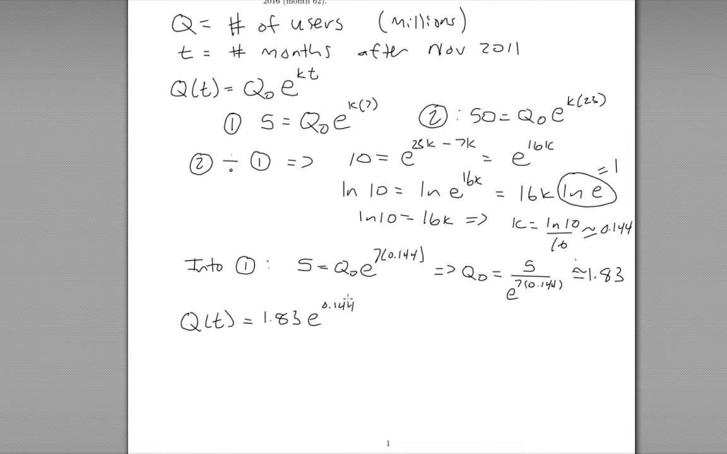0.144 times t. And now I can use this model to figure out the number of Snapchat users at month 62. So Q at month 62 is equal to 1.83 e to the 0.144 times 62, because now we're in the 62nd month. If I jump on a calculator and put in e to the 0.144 times 62, I find that the answer is 13,798.5.